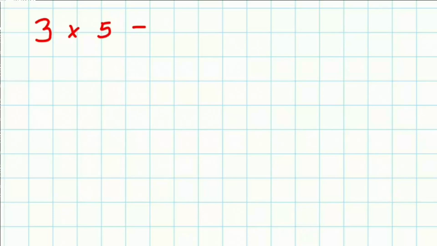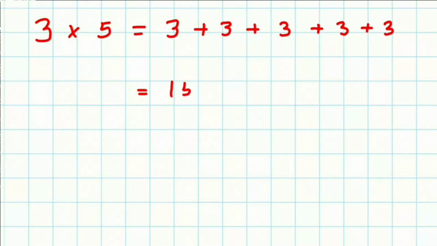In this video, we will explore why 5 times 3 is equal to 3 times 5. Or in other words, why does it not matter in which order we multiply numbers together? We think about a calculation like 3 times 5. One way that people would understand this is it's 3 added to itself 5 times. So this is 3 plus 3 plus 3 plus 3 plus 3. Now if you add all that up together, you get 15.